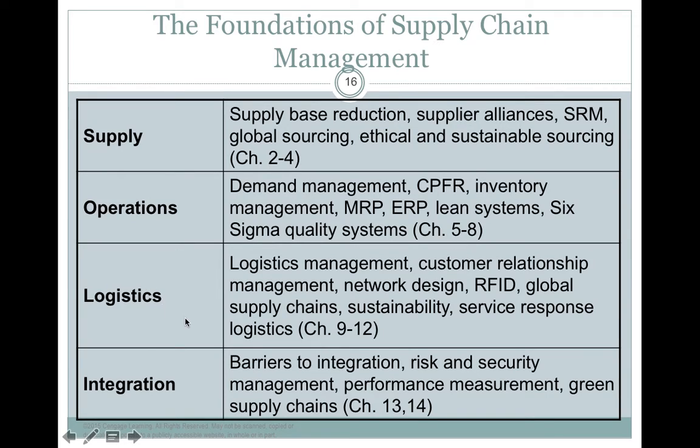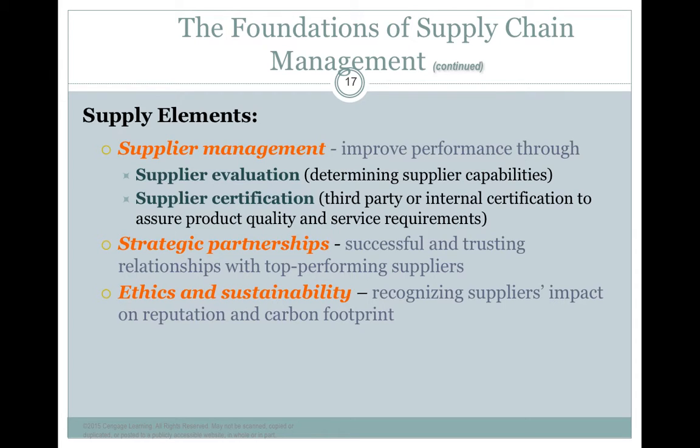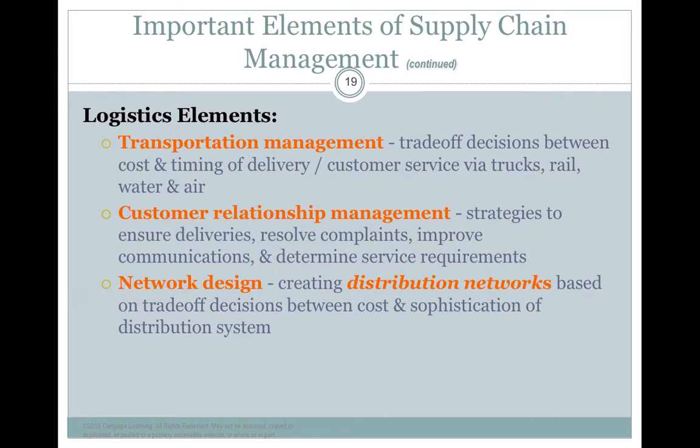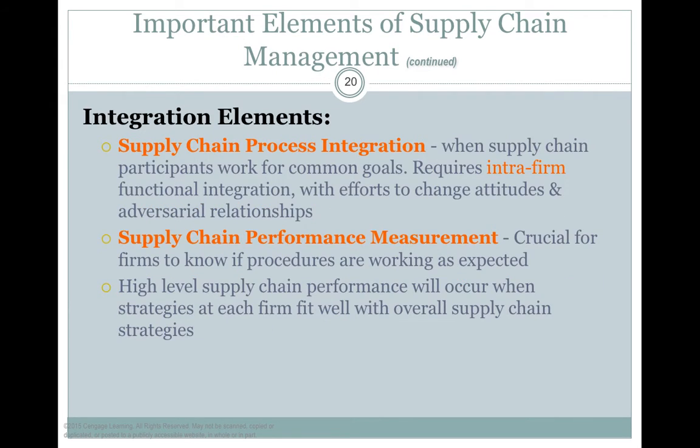In logistics management, the third element, you'll learn about how to design the distribution network, how to manage customers, how to manage global supply chain, and how to choose transportation mode, air or ocean or intermodal. The last one is integration. That's 2 chapters: how to reduce the variations in supply chain and how to reduce risk. So I have introduced the 4 elements of supply chain management. The first one is supply, second one operations, third one logistics, last one integration.